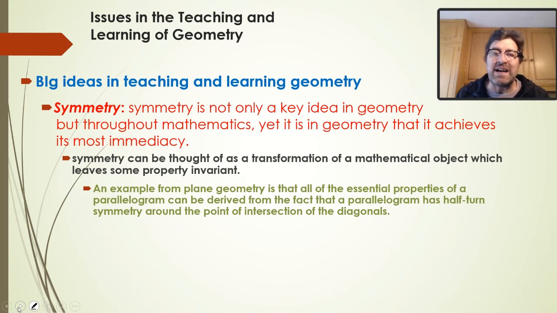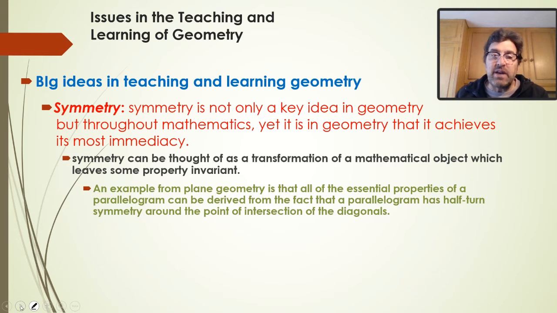Symmetry can be thought of as a transformation of a mathematical object which leaves some properties invariant. Okay, think of the parabola. Think of a square. If you cut a square along its diagonal, what remains invariant? What changes? An example from plane geometry is that all the essential properties of a parallelogram can be derived from the fact that a parallelogram has half-turn symmetry around the point of intersection of its diagonals.